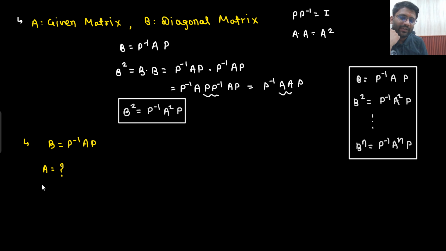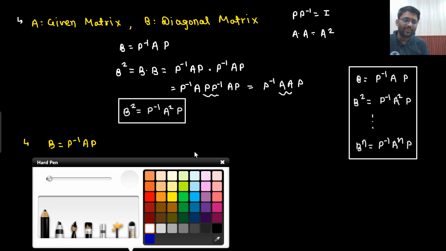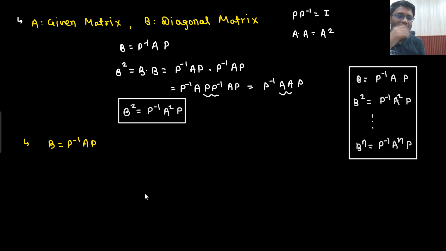Okay. Now if matrix B is given, can you find out the matrix A? If matrix B is given, which is P inverse AP, can you find out matrix A? Yes, sir. Pre-multiplication of P I will do. What will it give me? P into P inverse will give me I. So it is giving me AP. So pre-multiplication of P is giving me AP.